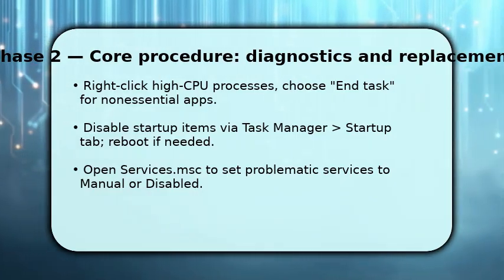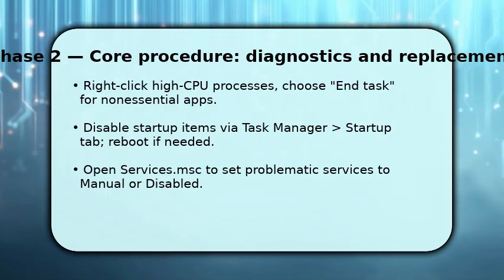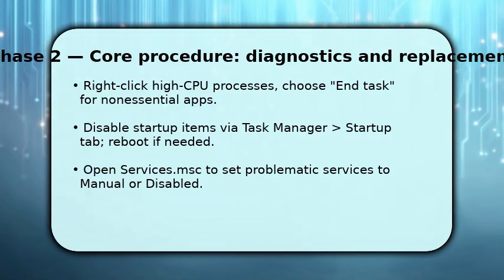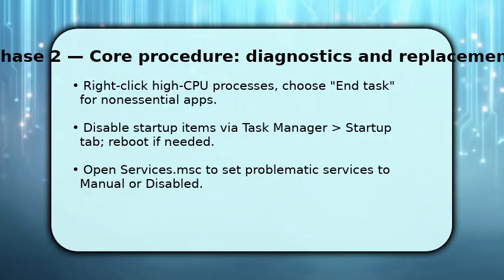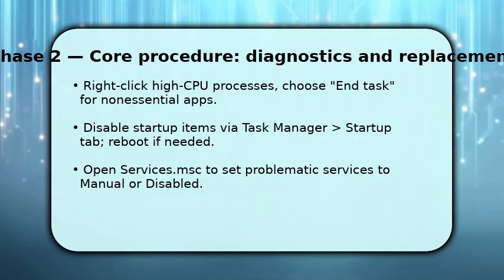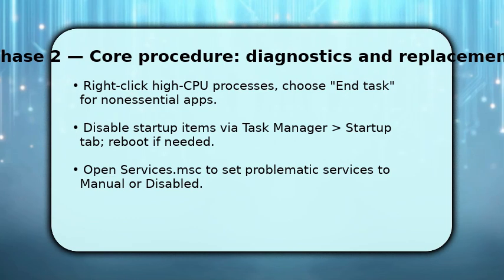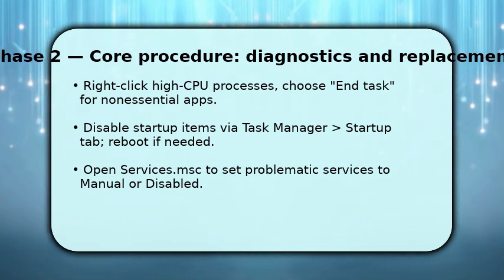MSC to find any service consuming CPU and set it to manual or disabled, only for services you recognize. If a service is critical, choose Automatic Delayed Start instead. These steps reduce background load and change what runs automatically, so CPU usage drops during normal operation.